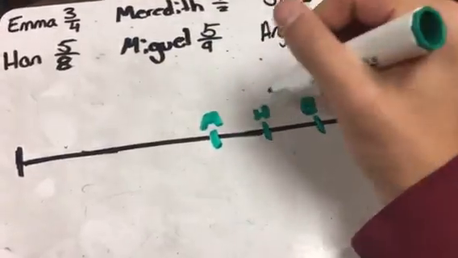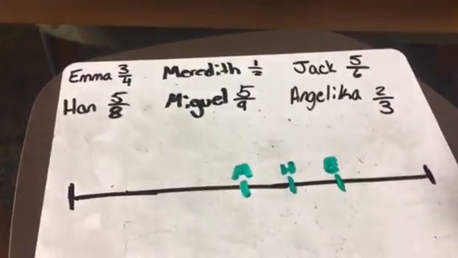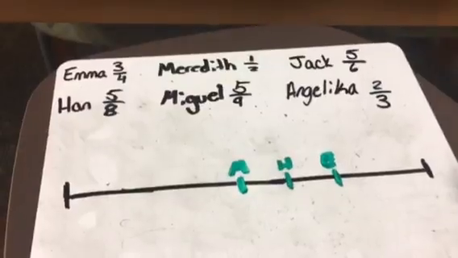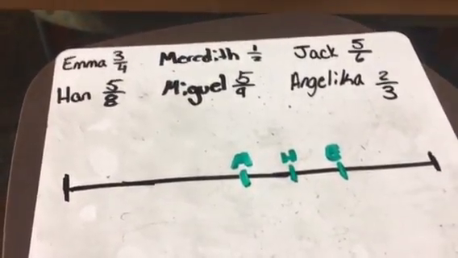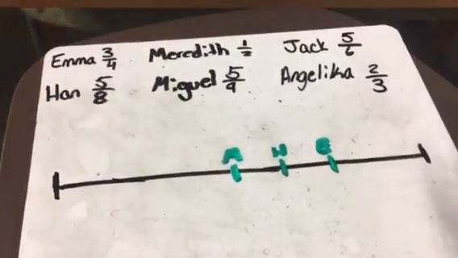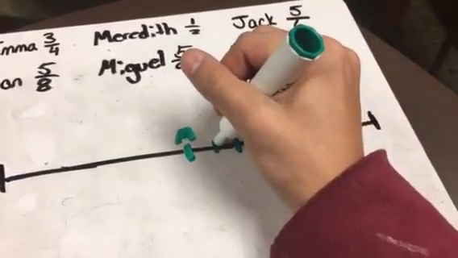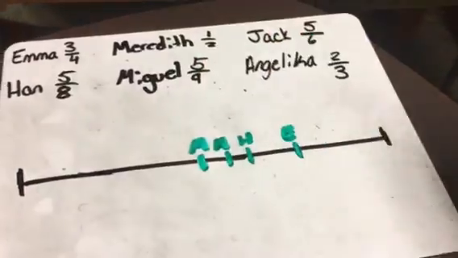And then the next person we can look at is Miguel, who is 5/9, which is going to be smaller than 5/8 because the denominator is a bigger number while the numerators are the same. And then we know that 5/9 is over 1/2, so we're going to have to put Miguel right in between Han and Meredith.